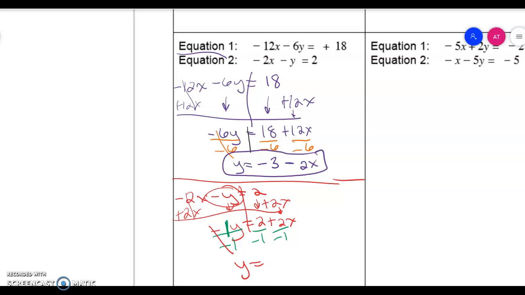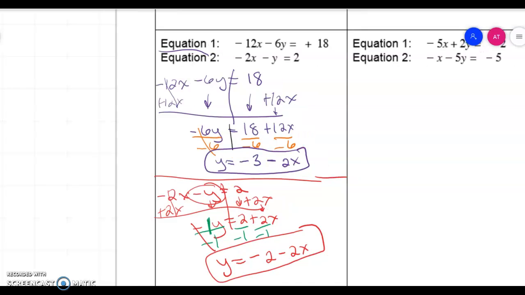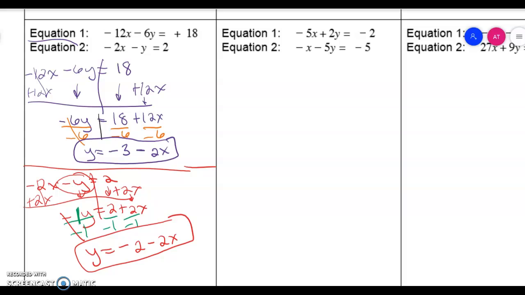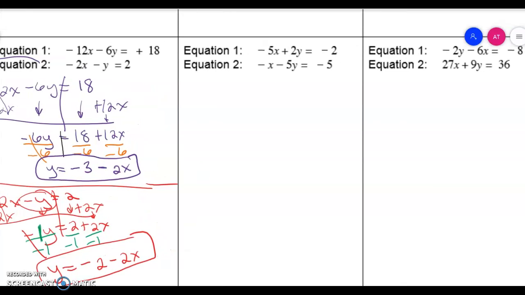Therefore, a negative divided by a positive is a negative. 2 divided by 1 is 2. And again, a negative divided by a positive is a negative, and it's going to be -2x. So I'm going to solve all these equations first, and then I'm going to copy them over and graph them, just so that we can consistently go back and forth.